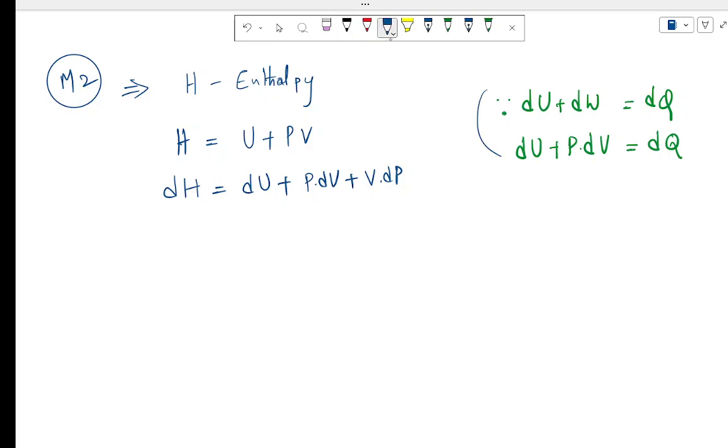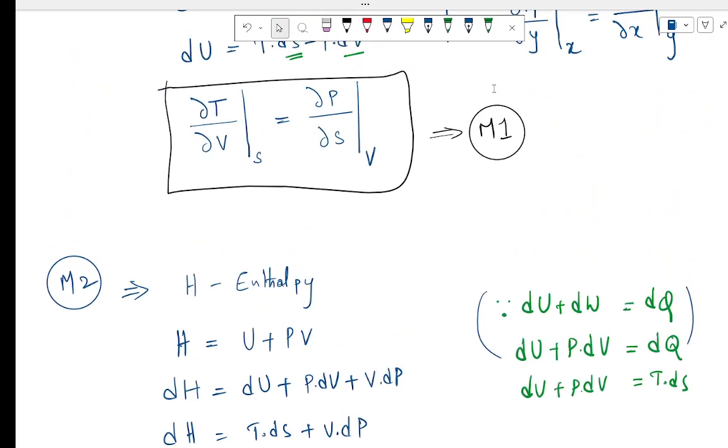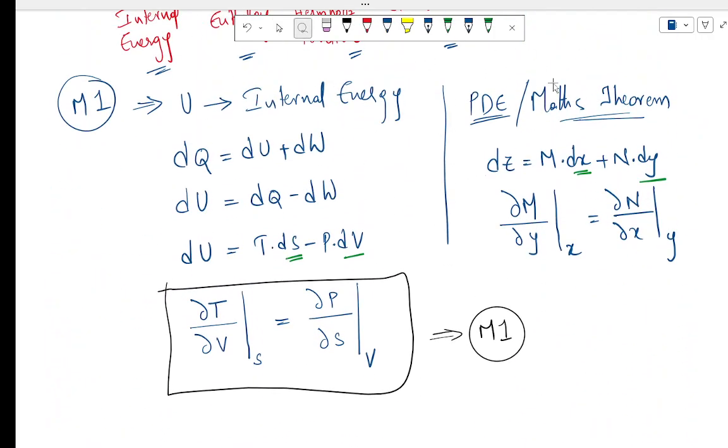Why? Since your dq is equal to du plus dw based on your first law of thermodynamics. So based on this, dH can be written as, in place of du plus pdv, I can directly write tds. Why? Because dq is nothing but my tds. du plus pdv can also be written as tds. So it's the same thing, tds I have written here, plus vdp. So now your expression dH is in the form of tds plus vdp, and here I have my mathematics formula.